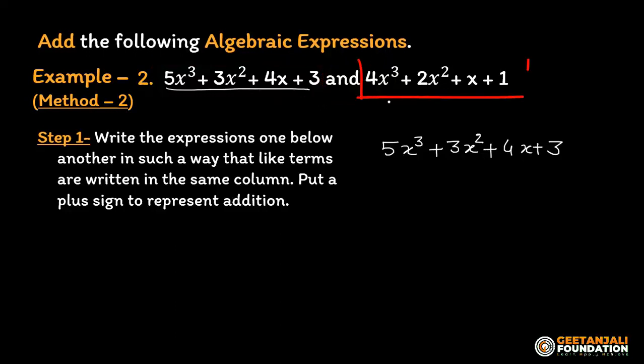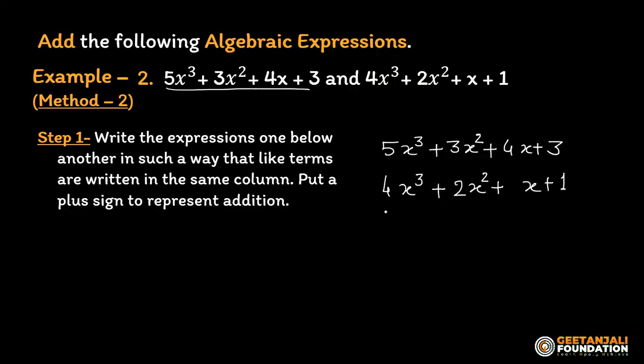And I'll write this expression below this expression, but I will be careful that like terms come one below another. So it is 4x cubed, so it should come below 5x cubed. So I will write 4x cubed over here, plus this should come below 3x squared. So I'll write 2x squared over here, and x will come below 4x, and this will come with the constant over here.